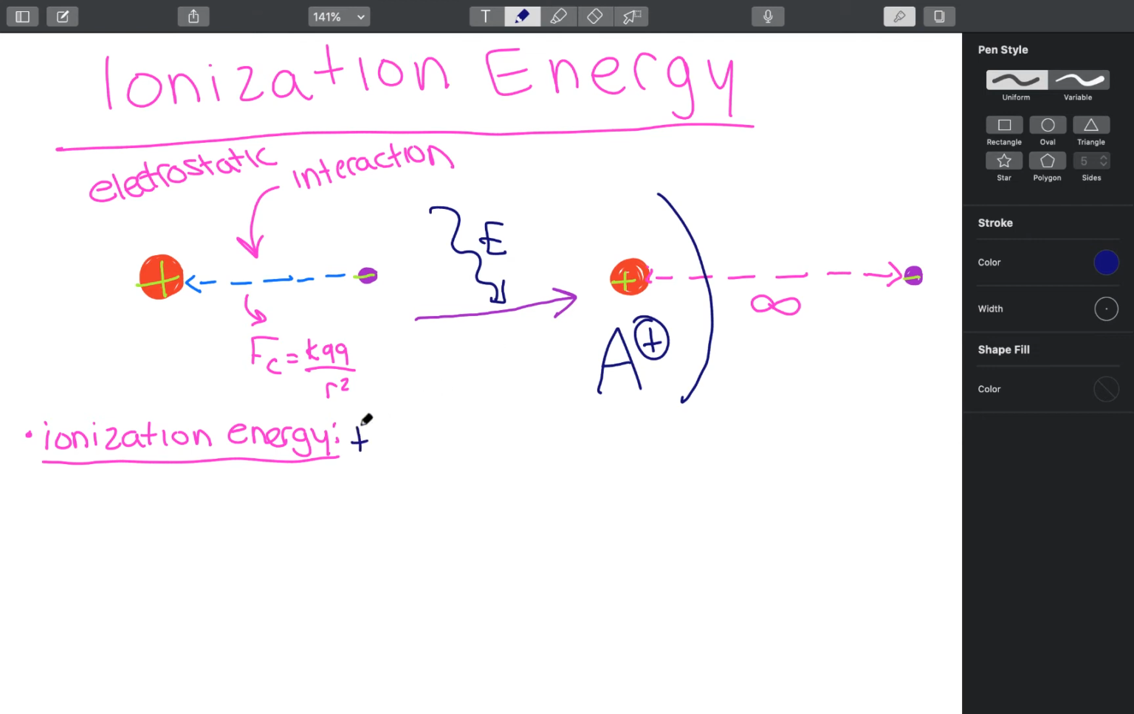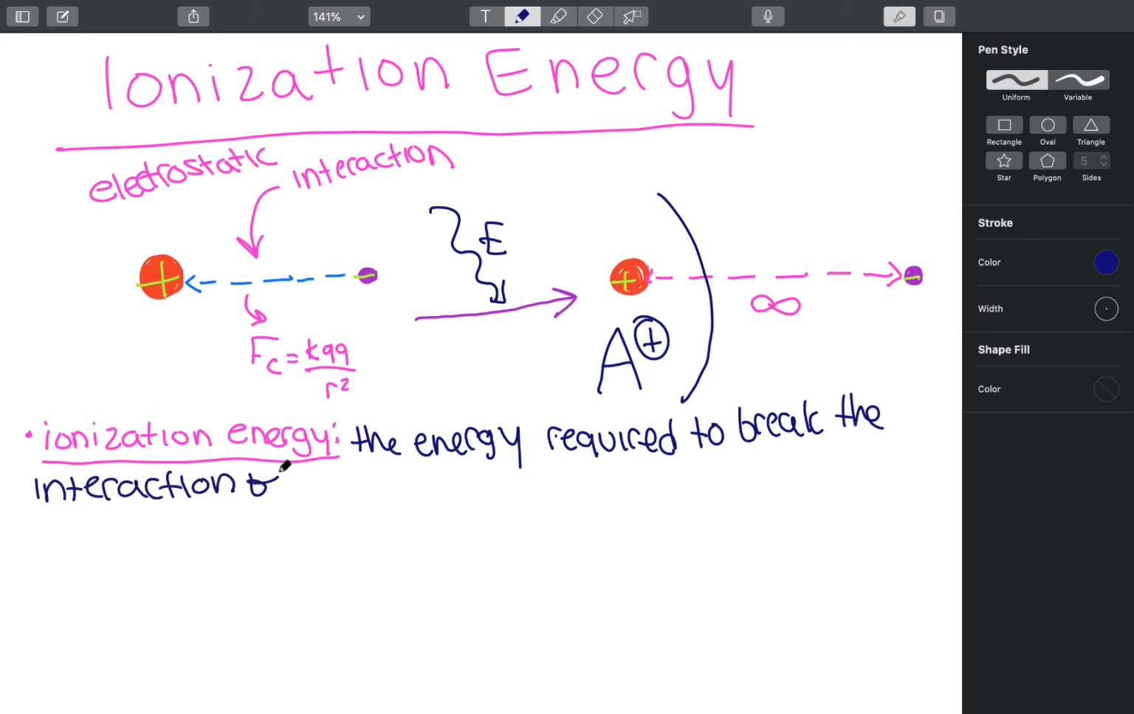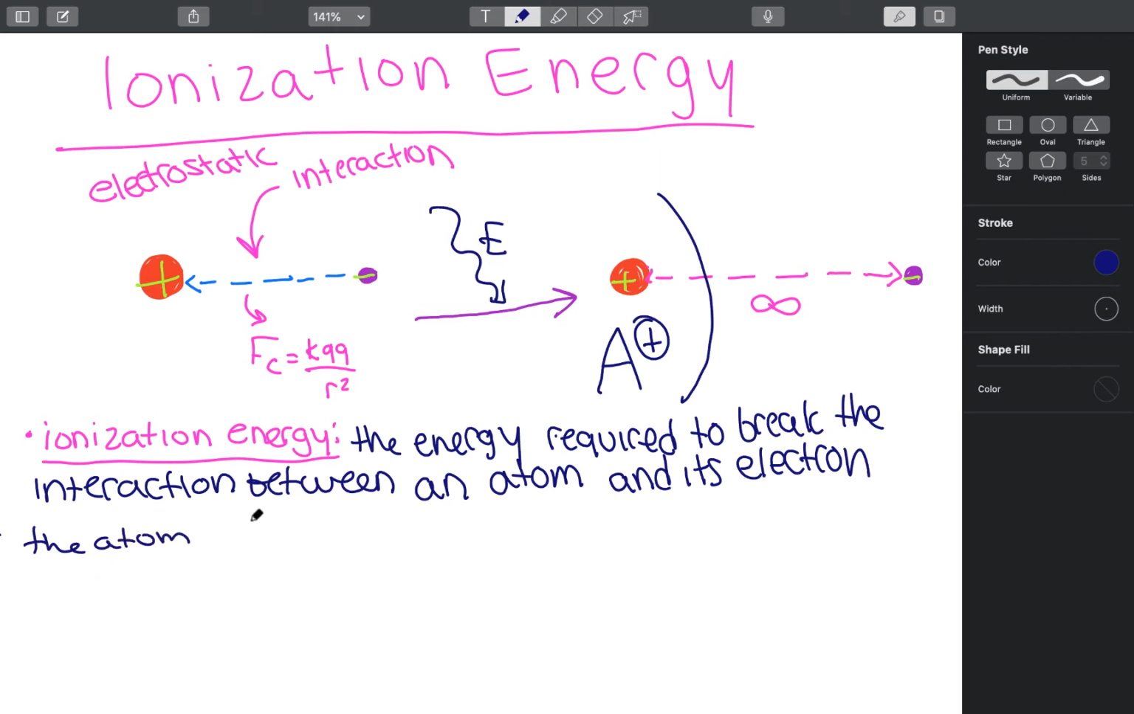Ionization energy is the energy required to break the interaction between an atom and its electron. So it's the energy required to break the interaction between an atom and its electron. And the atom can be neutral or an ion.